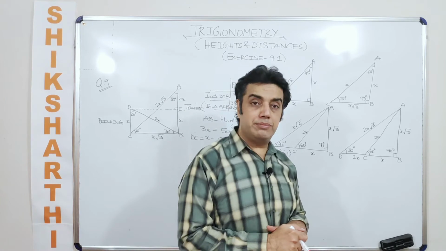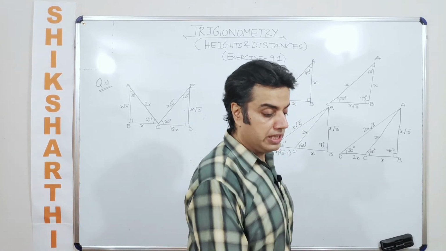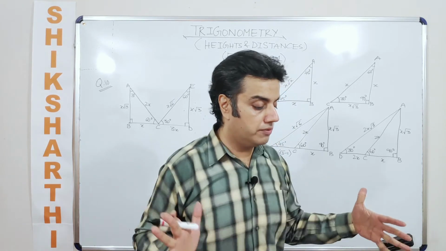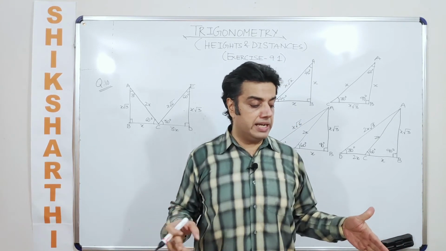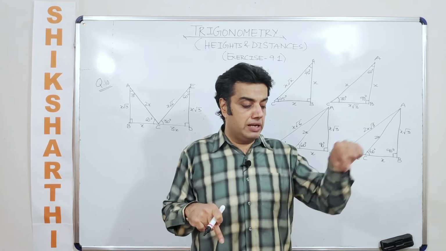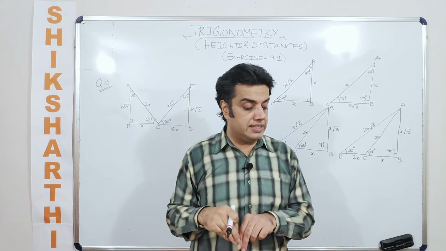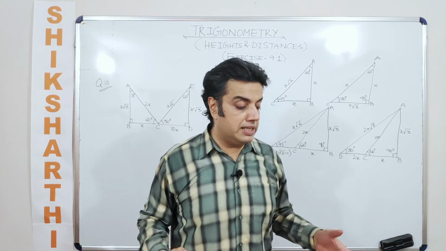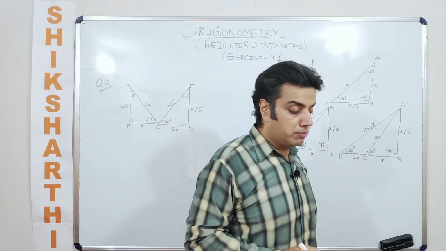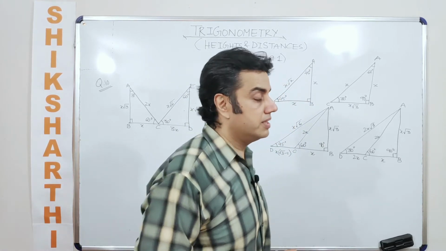Okay, let's move on to question number 10. Question number 10 says, two poles of equal heights are standing opposite each other on either side of the road, which is 80 meter wide, and from a point in between on the road, the angle of elevation of the two poles is 60 degrees and 30 degrees respectively. Find the height of the poles and the distance of the point from the poles. So this is what is given.